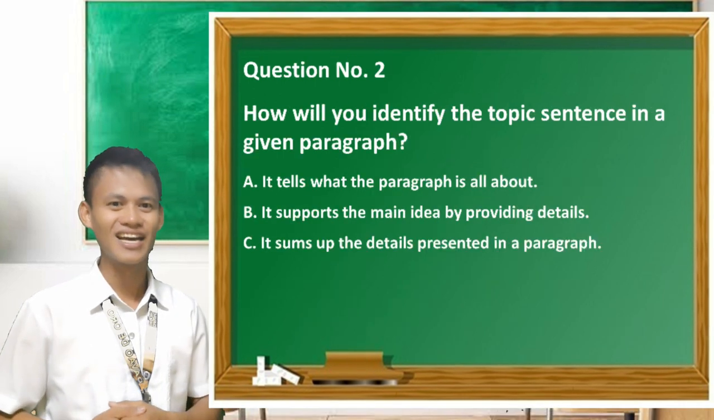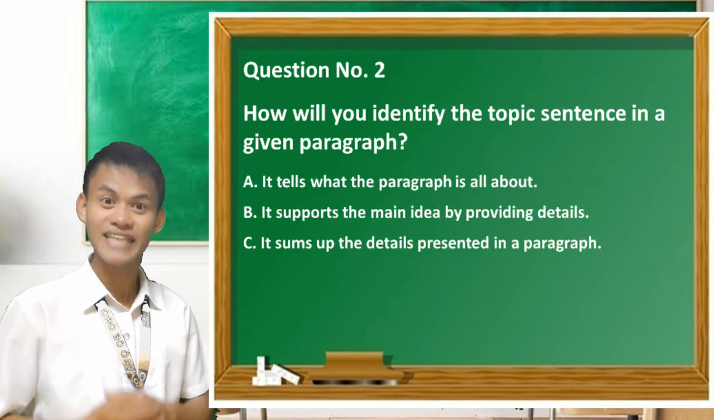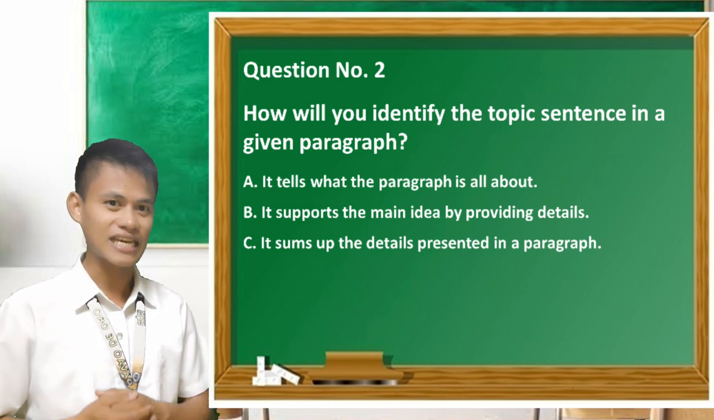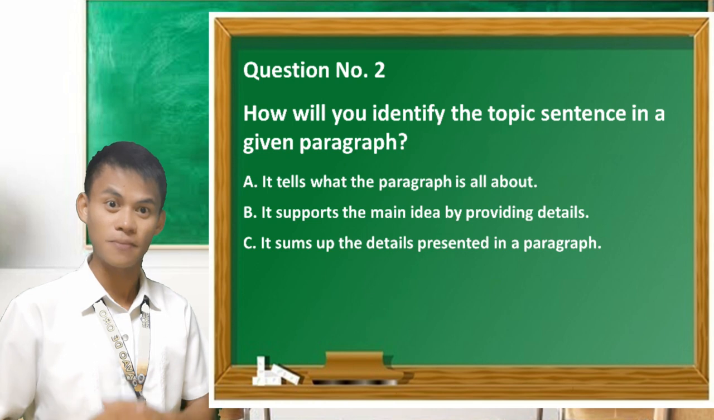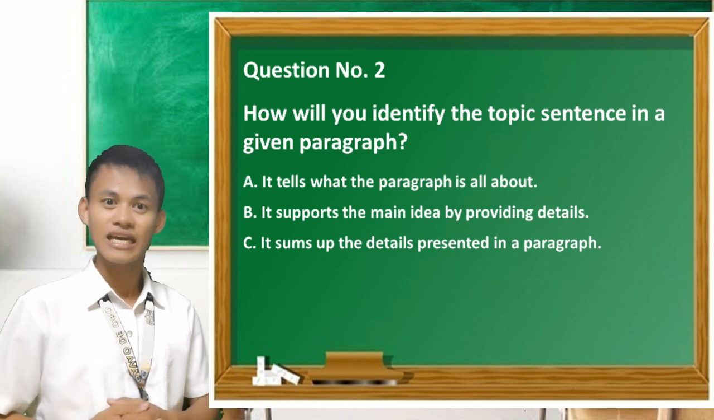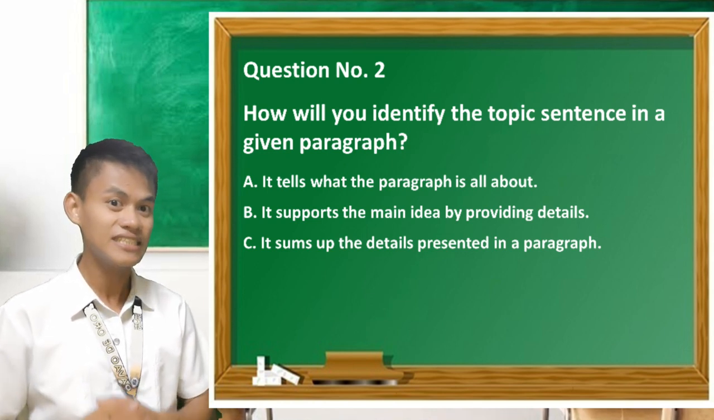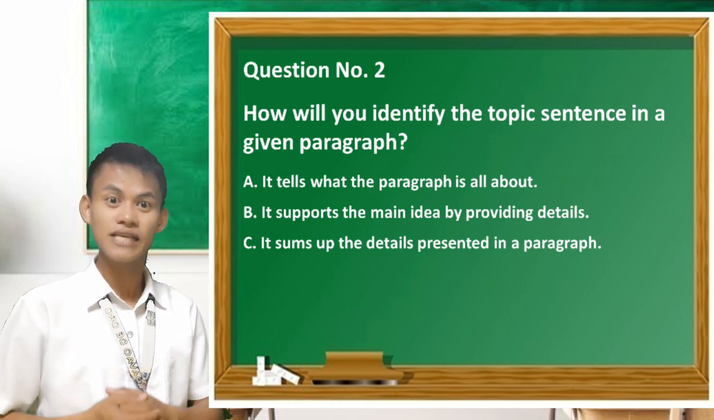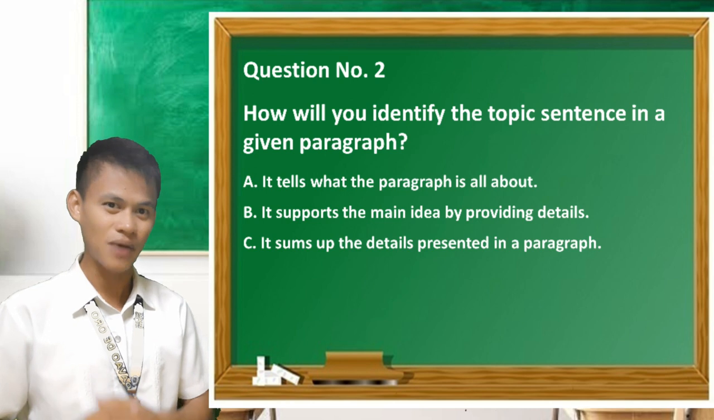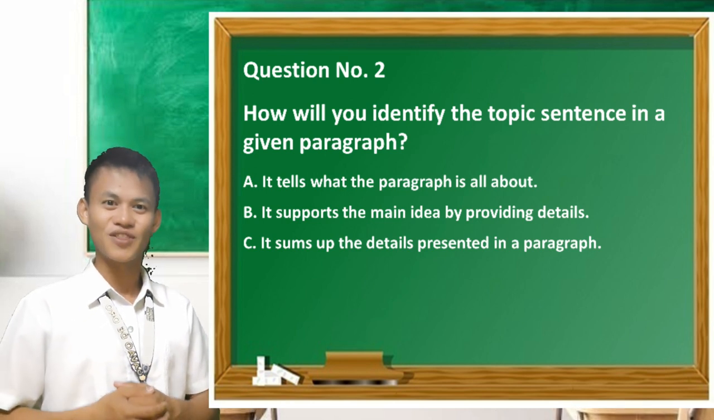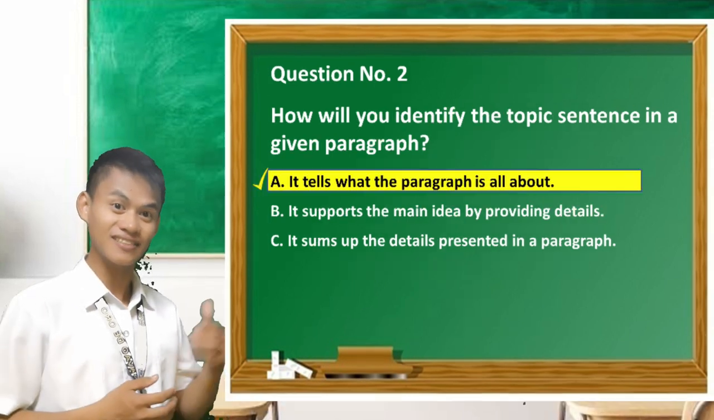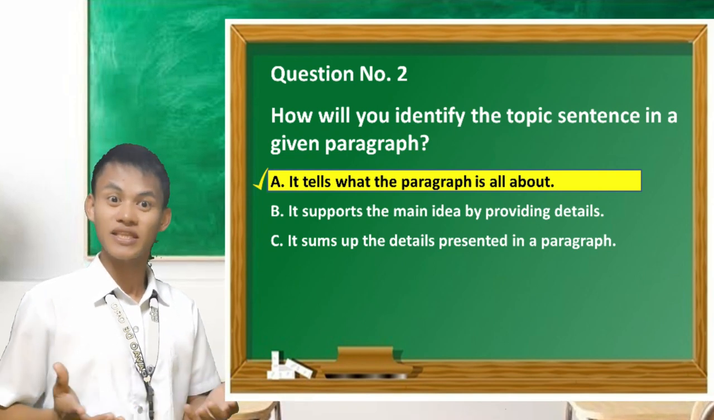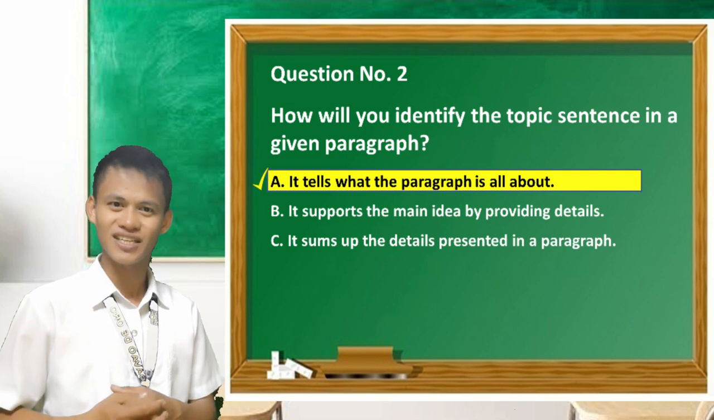Question number 2. How will you identify the topic sentence in a given paragraph? Letter A, it tells what the paragraph is all about. Letter B, it supports the main idea by providing details. Letter C, it sums up the details presented in the paragraph. The correct answer is letter A. The topic sentence tells what the paragraph is all about.